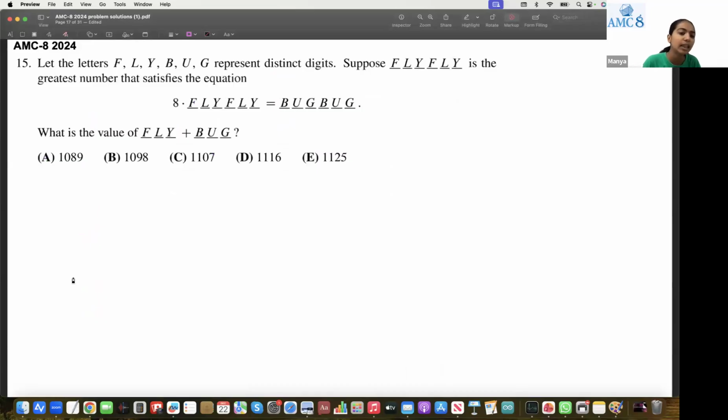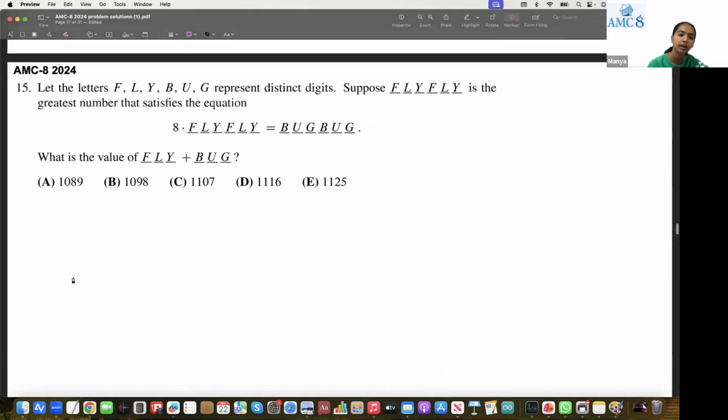Problem number 15. Let the letters F, L, Y, B, U, G represent distinct digits. Suppose FLY is the greatest number that satisfies the equation 8 times FLY equals BUG, which means that 8 times FLY is equal to BUG. What is the value of FLY plus BUG? So we know that we want FLY to be distinct digits. So we want FLY to be like different digits.